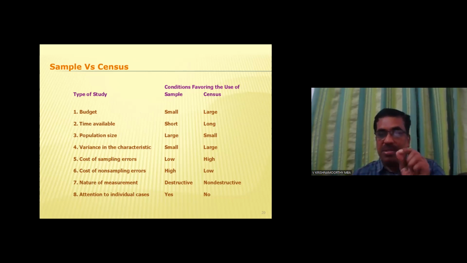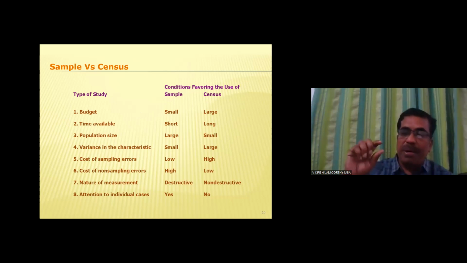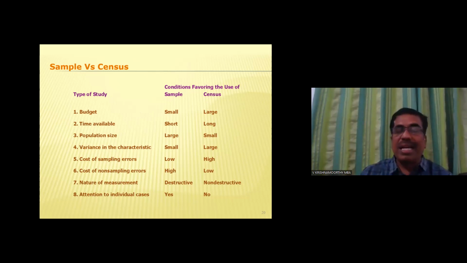Let's take India's population. What is our contribution? 17% of the entire world population. In such circumstances, where the population size is very large, we don't have any alternative; we are supposed to use a sample. Whereas when the population is very small, we can collect the entire data from the census.